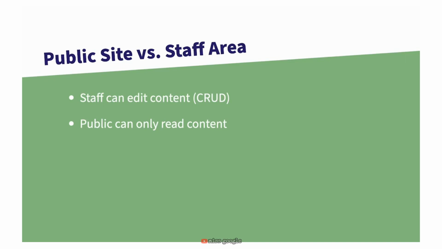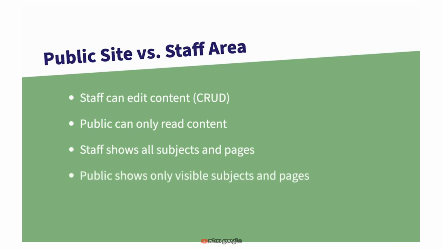Or the reverse, if they want to pull content off the website quickly, they can just change that one Boolean and that page will disappear from the website. In the staff area, we want to be able to see all of the subjects and pages, regardless of whether they're currently marked visible or not visible. We want to have access to everything. But the public should only see the visible subjects and pages. So we're going to need to account for that.